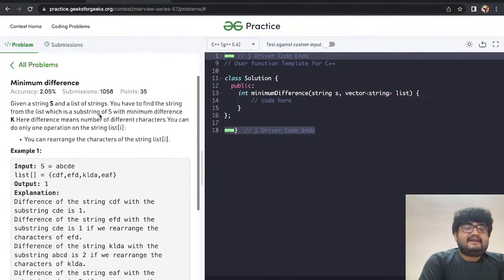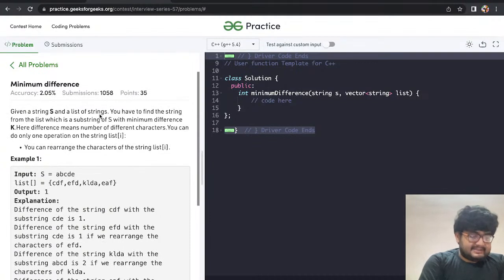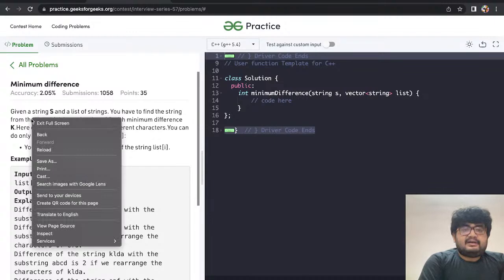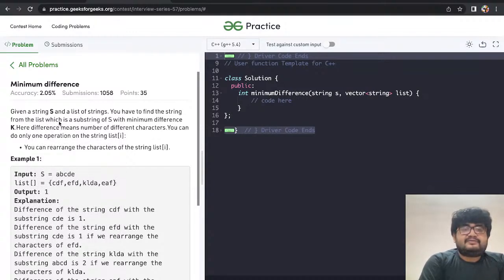We are given a list of strings and a string S. You have to find the string from the list which is a substring of S with the minimum difference of k. Here difference means the number of different characters. You can only do operations on the string from the list. You can rearrange the characters of the list string.